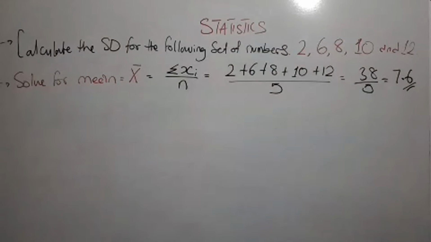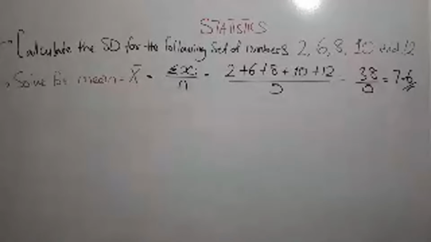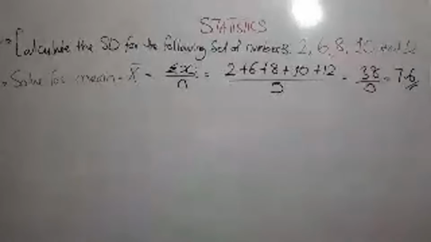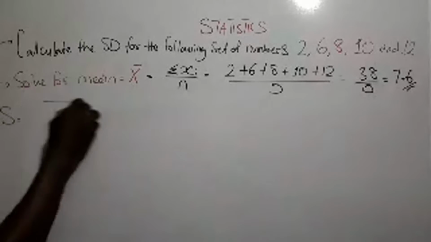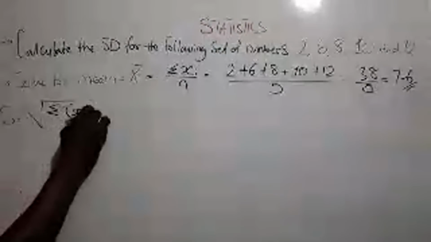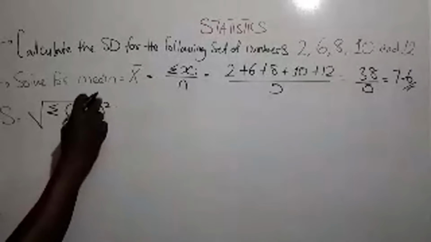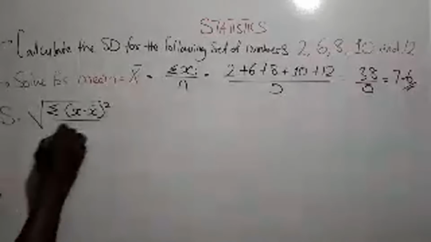Before we go to the standard deviation, in the case of what we have here, the formula we are to apply is S, the standard deviation, which is the square root of the summation of open bracket x minus x bar, close bracket, raised to the power of 2, all over n minus 1.